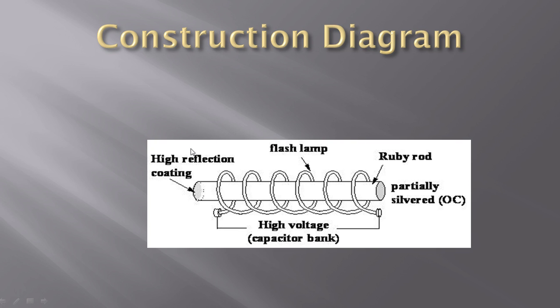This is the construction diagram of the ruby laser. I will discuss each and every part in my coming slides. I will discuss what is the function of the ruby rod, the function of the partially silvered optical resonator system, the pumping source, and the flash lamp.